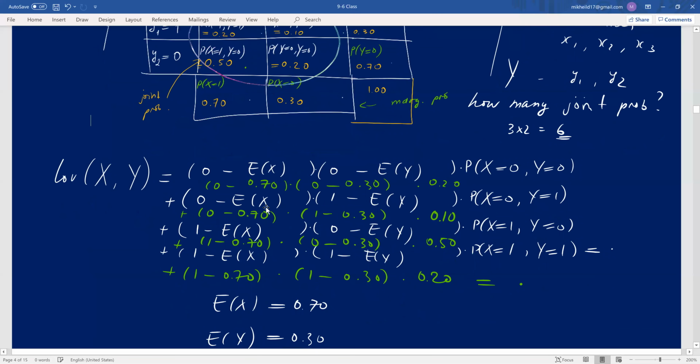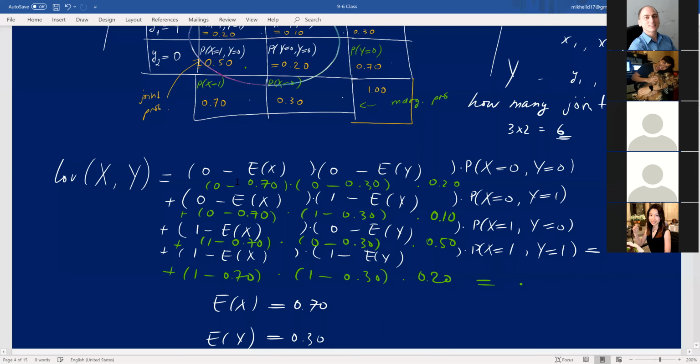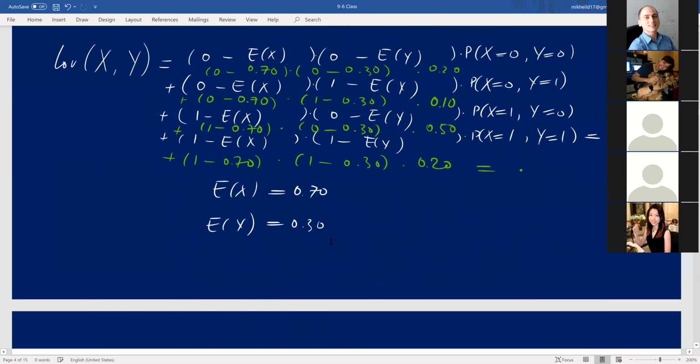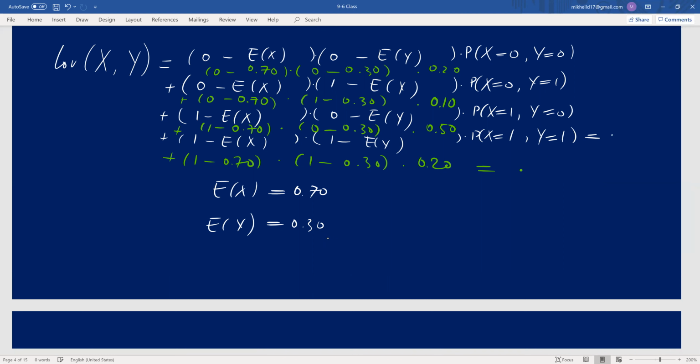Sorry, I have one more question. Yeah, sure. Expectation of x plus expectation of y, is it supposed to be 1 always? No. This is just a coincidence. That's a good observation, but it's not entirely true. So this is a coincidence.